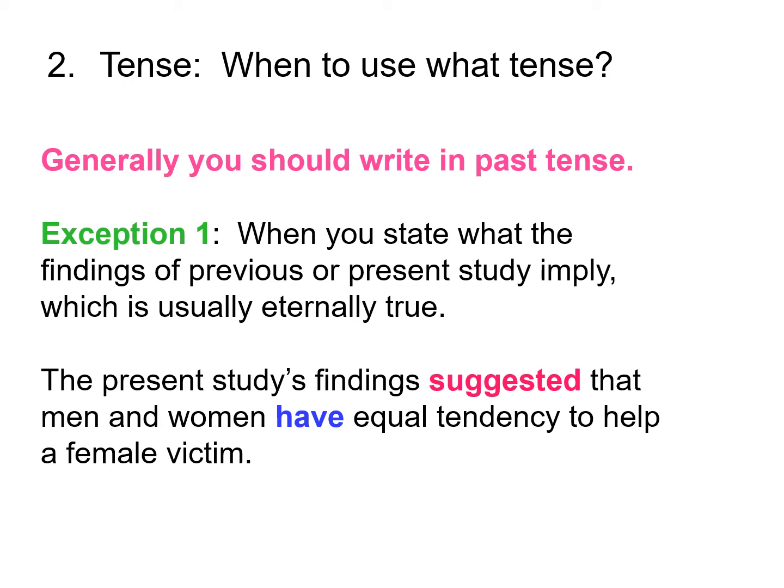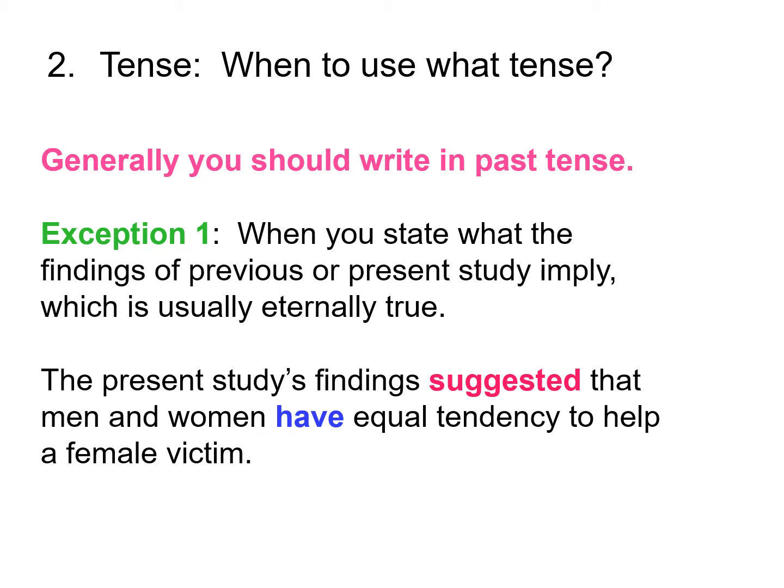Now there are several exceptions. The exception number one is when you are stating the finding of the previous study, or what the present study implied, which is usually eternally true. Okay, so let's say you found a study that suggests that men and women have equal tendency to help a female victim. Okay, so that means that the study's finding suggested, okay, it's using suggested because the finding suggests something that was found in the past.